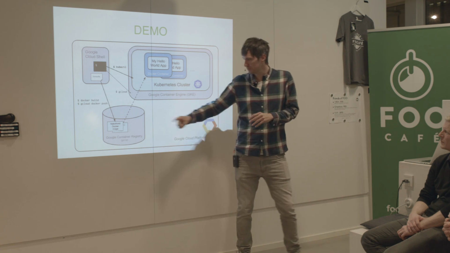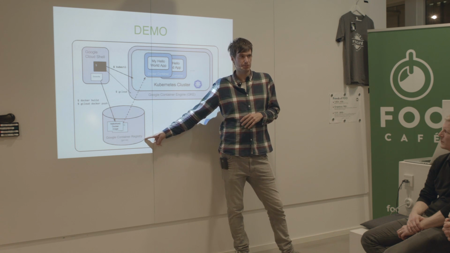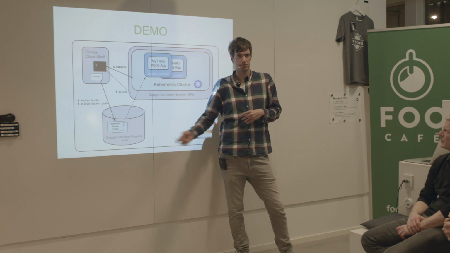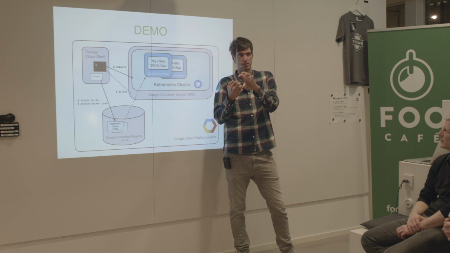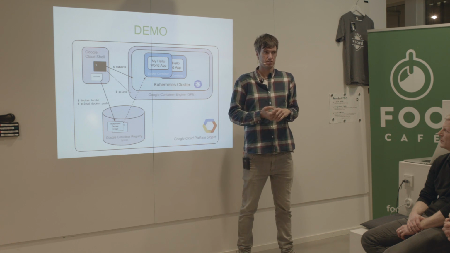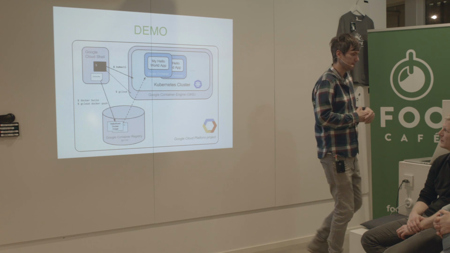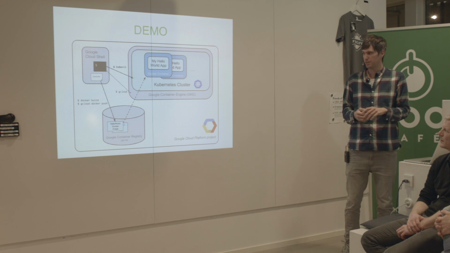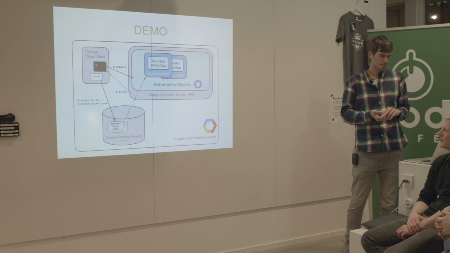Google also provides a private registry for Docker images. When you've created your Docker image, you can push it to Google Container Registry, so that is quite nice as well. The binaries are stored on Google Cloud Storage.